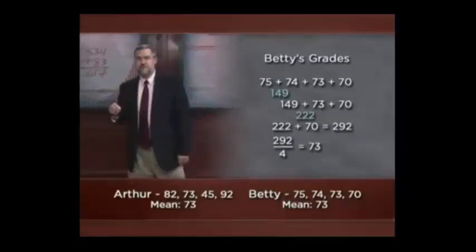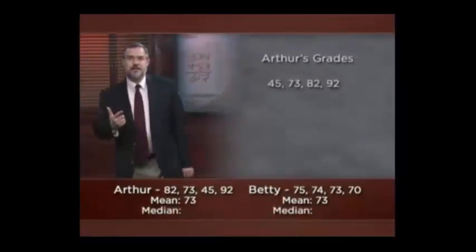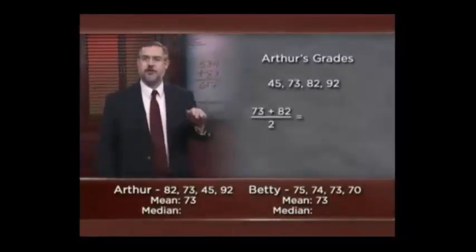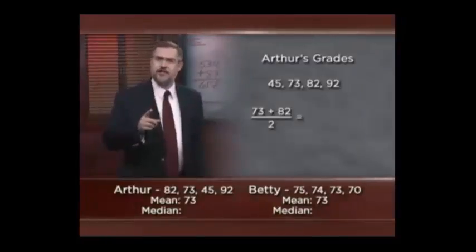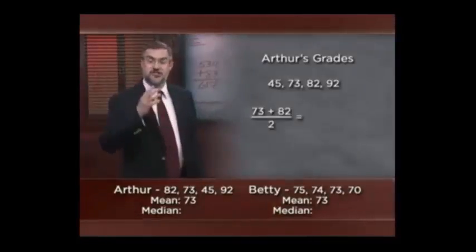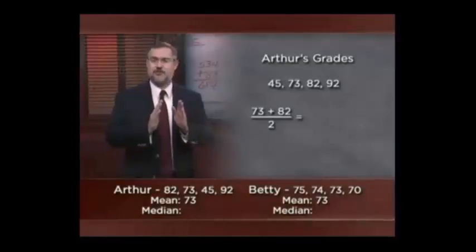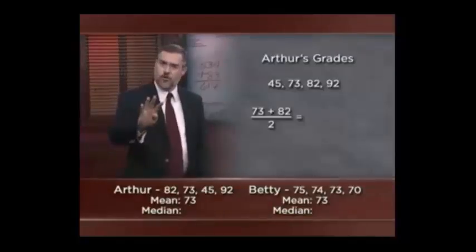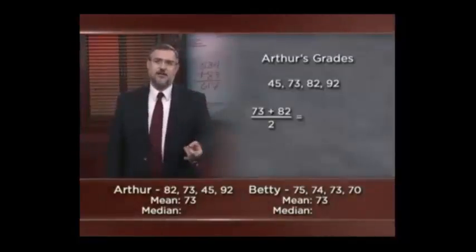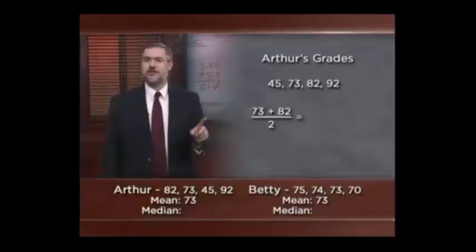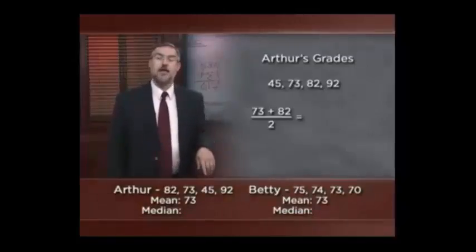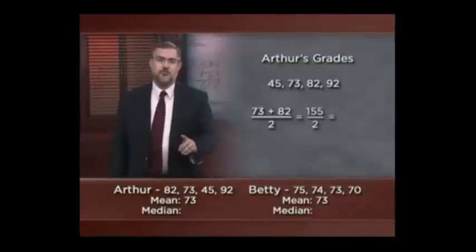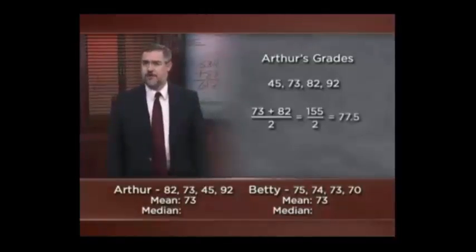Now, next, let's look at the median. Well, Arthur's median is going to be the amount 82 plus 73 divided by 2. Remember, when you're finding the median and the number of things in your list is even, then you have to take the average of the middle 2 values. So here, the number of things in our list was 4. That's even. So to find the median for Arthur, we're going to have to take 82 plus 73, and then we have to divide that by 2. And if you do that, 82 plus 73 is 155. When you divide that by 2, you're going to get 77.5.